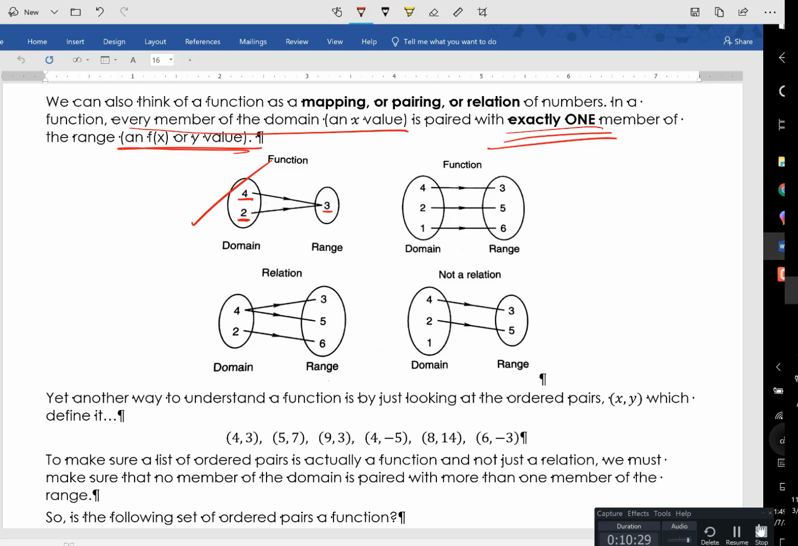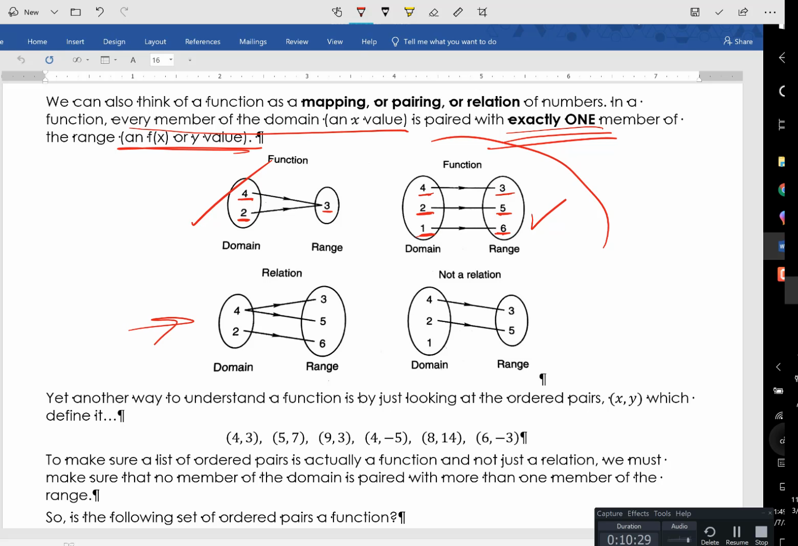All right, look at this next diagram. Each member of the domain, look at each member. 4 is mapped to exactly one number, 3. 2 is mapped to exactly one number, 5. 1 is mapped to exactly one number, and that is 6. So each member of the domain is mapped to exactly one member of the range. That is a function.